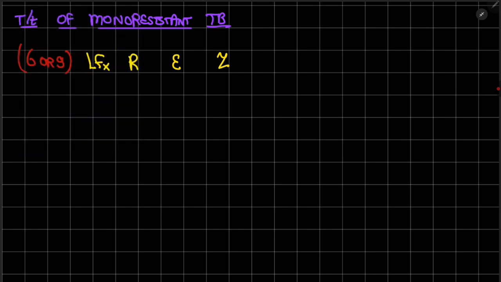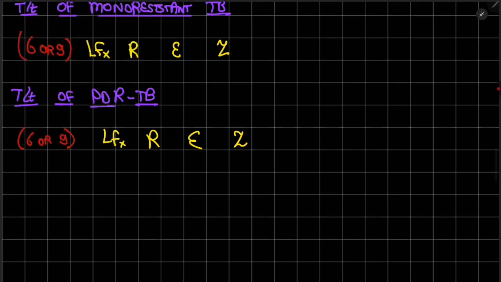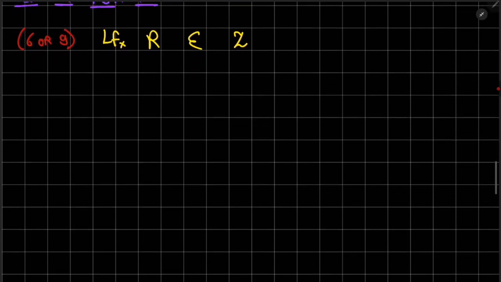Now for multi-drug resistant TB or polydrug resistant TB, writing treatment of polydrug resistance TB, PDR TB. For polydrug resistant TB, the regimen is the same, 6 or 9 months, levofloxacin REZ. Now talking about multi-drug resistant TB.